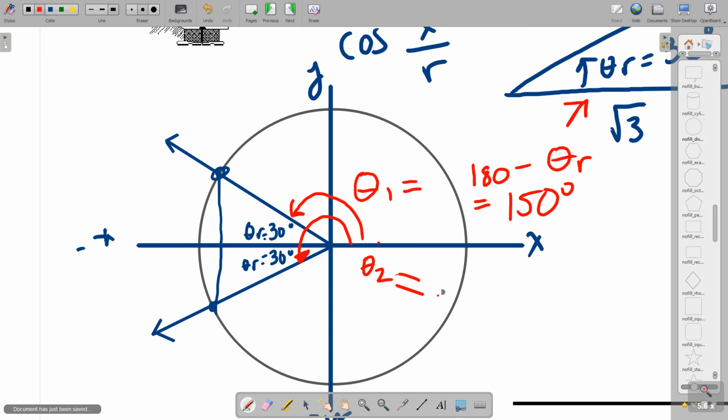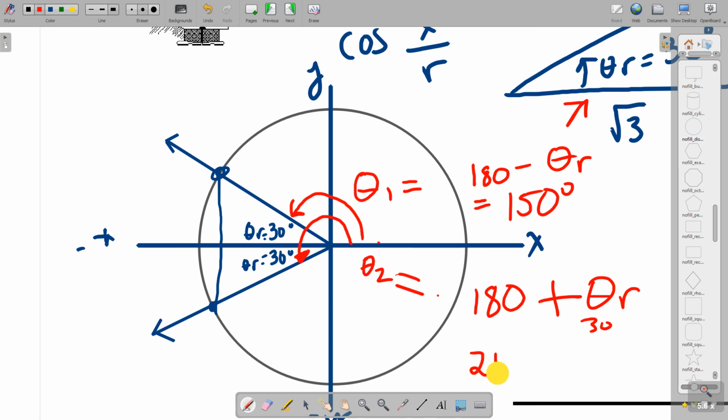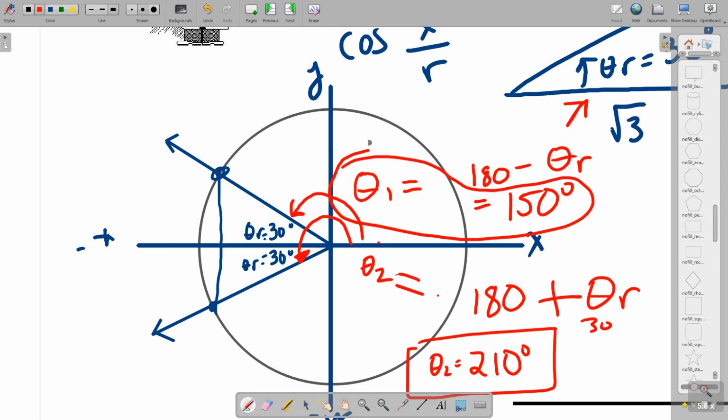The second angle happens to be 180 plus the little referent beyond there. When you're in quadrant 3, that's the rule. And so therefore, 180 plus 30 is, way back to example one, 210. So we have two answers that satisfy the equation.